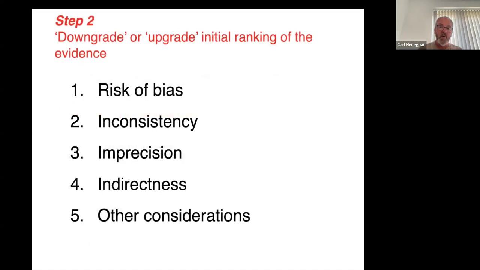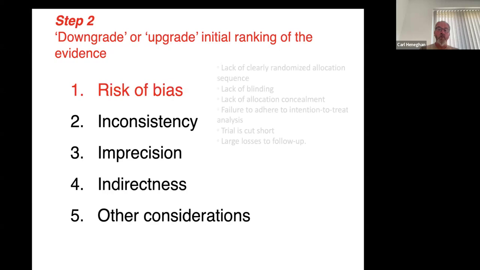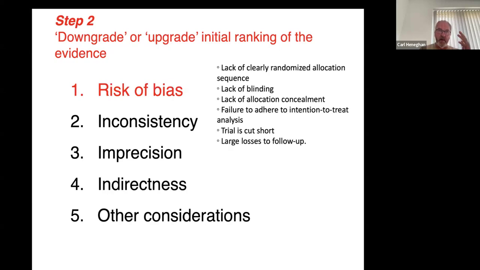So what do we downgrade or upgrade in the initial ranking of evidence? Okay, so you can downgrade or upgrade for risk of bias, inconsistency, imprecision, indirectness, or other considerations. 5 items. Well, we talked about risk of bias. You've had 2 lectures where you're starting to imprint the features that affect bias. So if there's lots of bias, you downgrade the strength of the evidence.